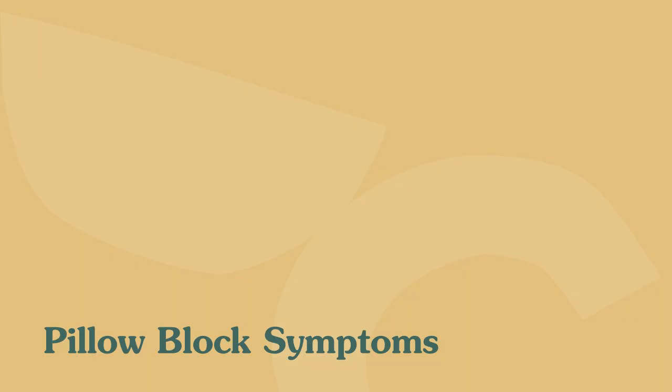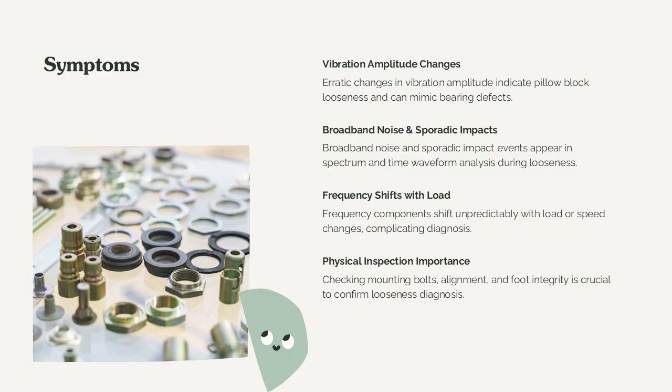Understanding this behavior prepares analysts to interpret the unique vibration signatures associated with pedestal or pillow block looseness. Pillow block symptoms. This slide discusses the common symptoms associated with pillow block looseness. These include erratic changes in vibration amplitude, broadband noise in the spectrum, sporadic impact events in the time waveform, and sometimes frequency components that shift unpredictably with load or speed. The content highlights why this type of looseness is often mistaken for bearing defects or intermittent rubbing, emphasizing the need for careful waveform analysis and physical inspection. Analysts learn the importance of checking mounting bolts, alignment, and foot integrity in these scenarios.